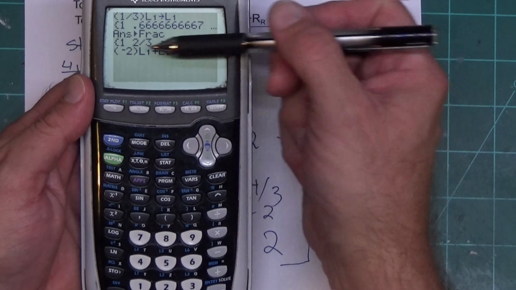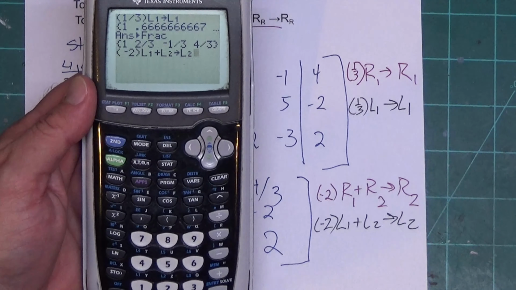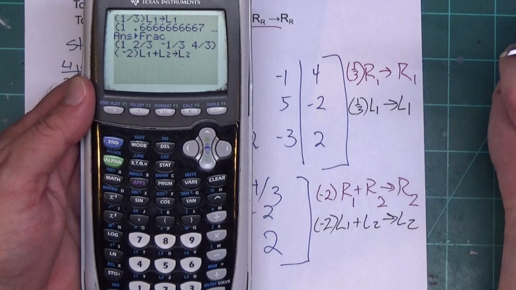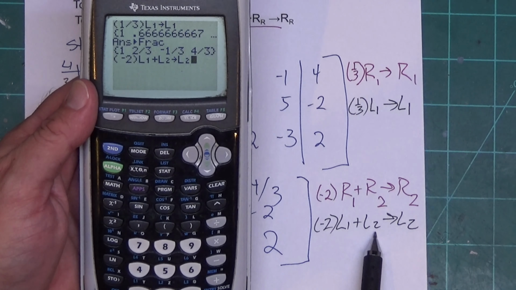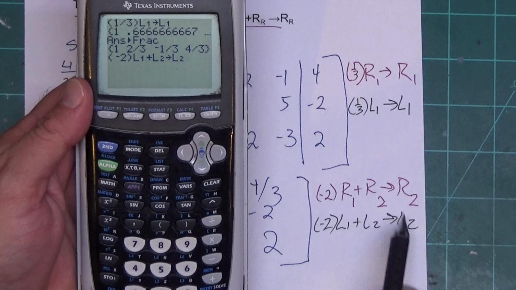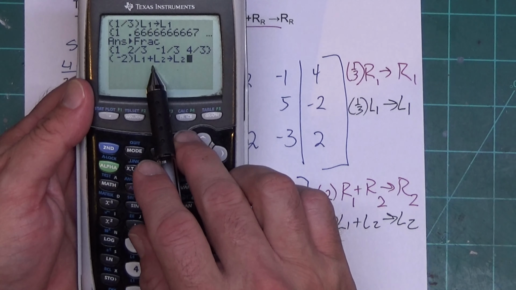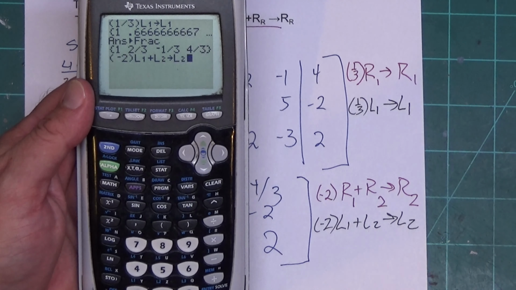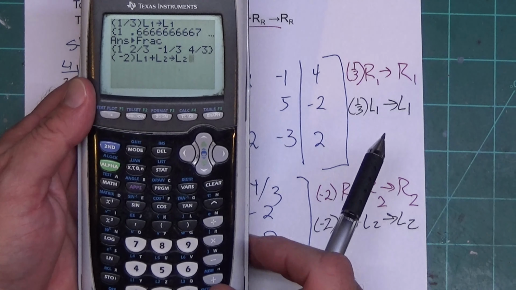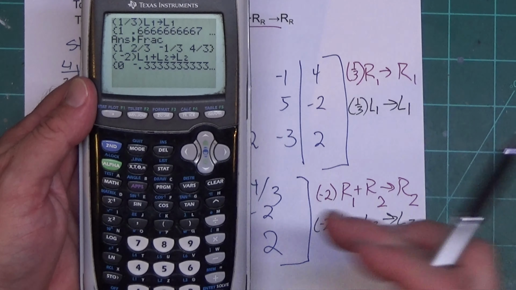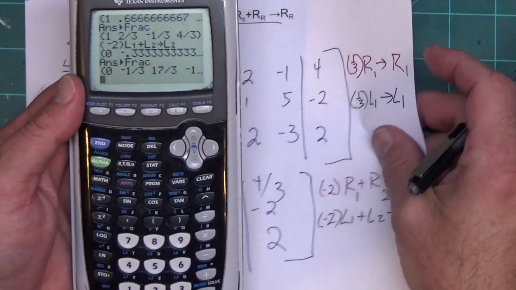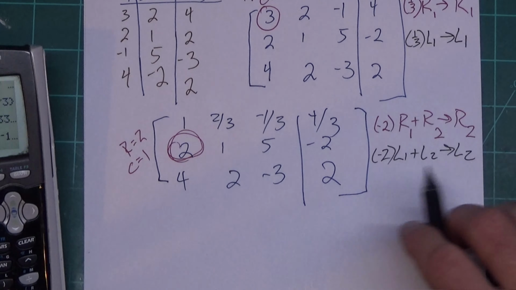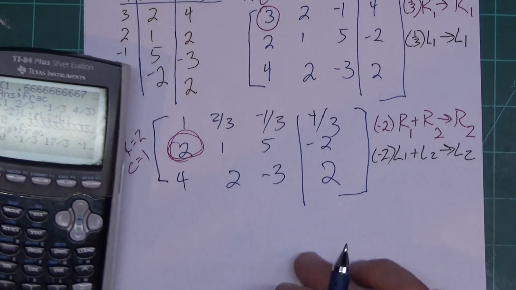Now it doesn't hurt to check this before you press enter, because if I get it wrong, I'm going to have to correct my mistake. And I have negative 2 L1 plus L2 arrow L2. And remember, L1 is second 1, L2 is second 2, and the arrow is the store button right above on. And if I press enter, I get those decimals again. I hit math, enter, enter, and it gives it to me in fractions.